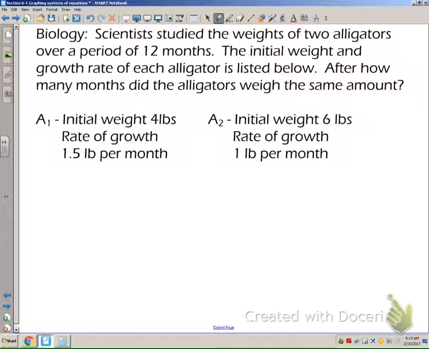Okay, so it says the initial weight is 4 pounds. We know that that's not a varied rate. That is the set weight for the alligator when it was first weighed, so it's not going to have a variable with it. It's set in stone.